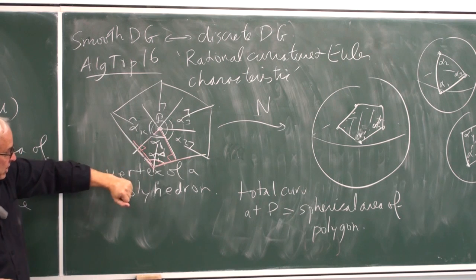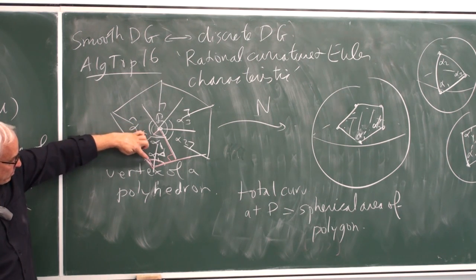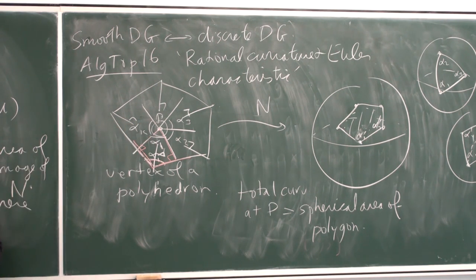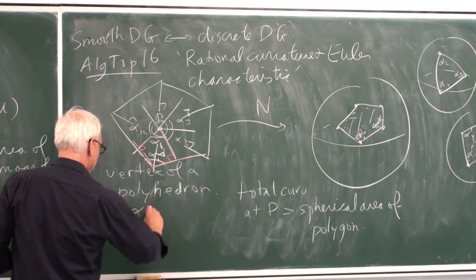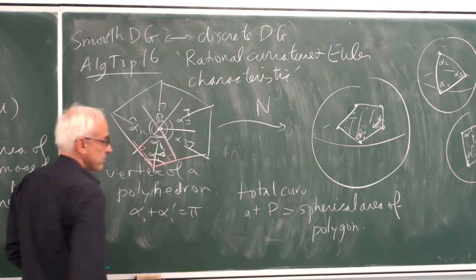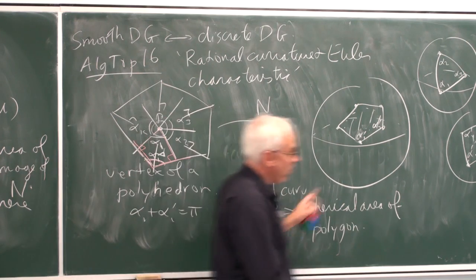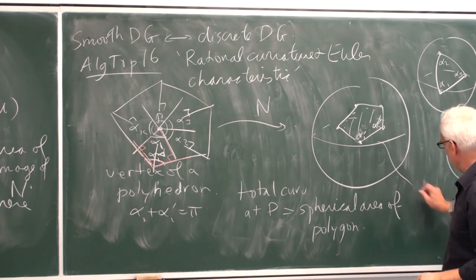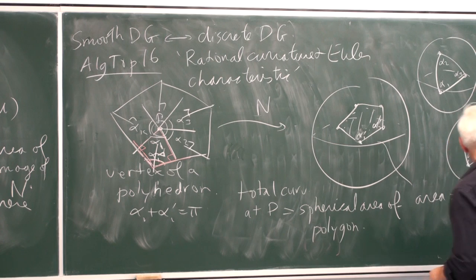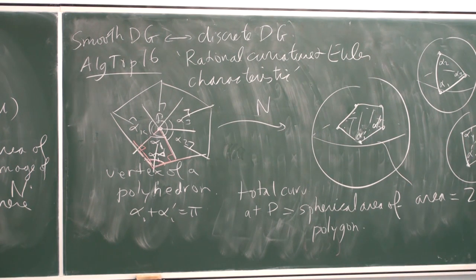And this is just a planar situation, which is telling us that alpha 1 plus alpha 1 prime has to equal pi. Alpha 1 plus alpha 1 prime equals pi. So the long and short of it is that this formula over here, the area of this thing here, if I just apply this, it's going to be 2 pi minus the sum of the angles alpha i. And that's the curvature at P.